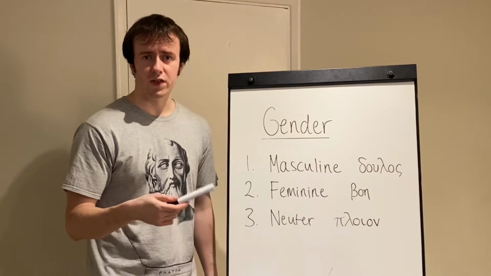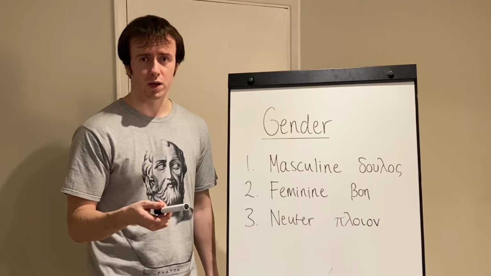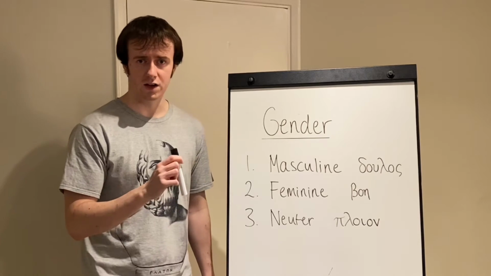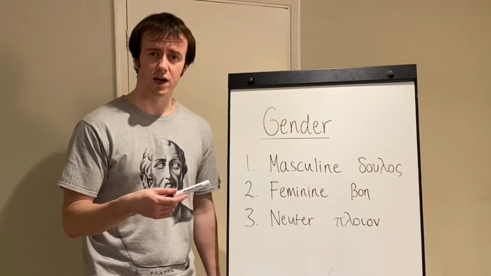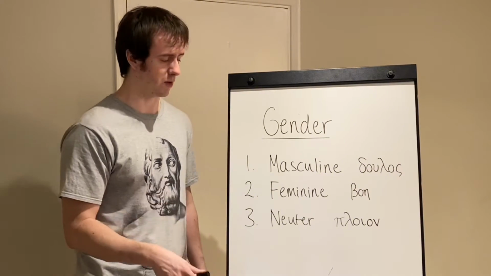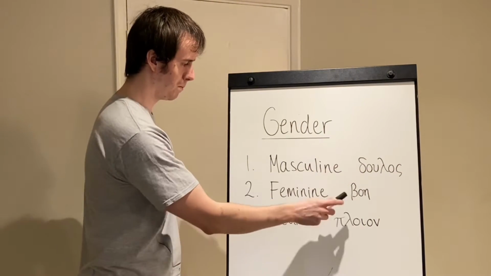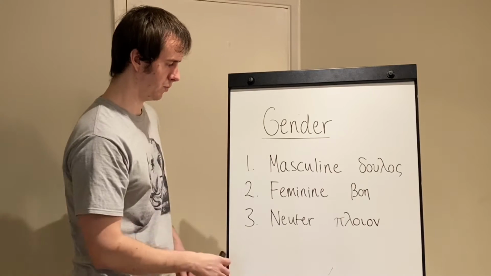Later on, we'll discover that there are some patterns by which we can recognize the gender of a noun without making a conscious effort to remember it. But for now, do try and learn the gender of each noun. So doulos is masculine, boer is feminine, and ploion is neuter.